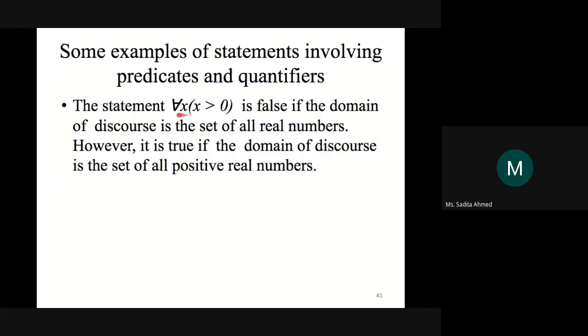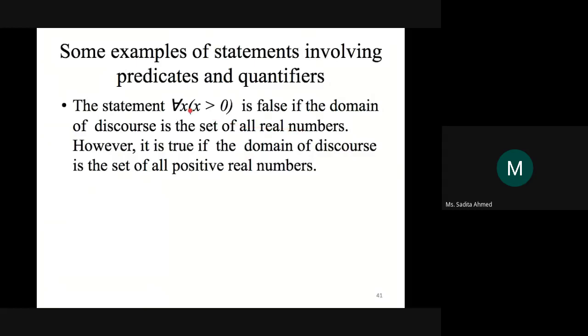For example, here we want to find out the truth value of the universal quantification of this function, x greater than 0, for the domain that consists of all real numbers. If the domain is all real numbers, x can be any value from this set. The domain being the set of all real numbers means that x can be any real number.